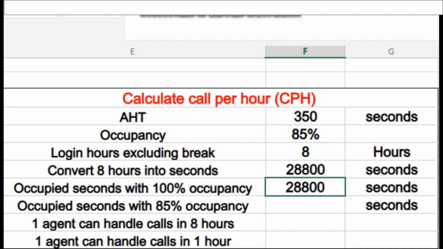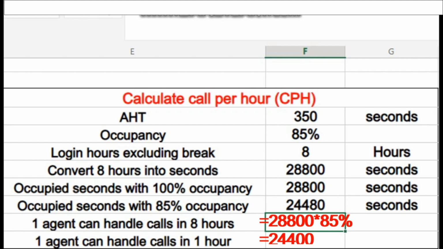This is based on the 100% occupancy, and we cannot expect all the agents to be occupied 100% of the time. There would be some fluctuations in the call coming pattern. So now we have to calculate that on the basis of 85%. With the occupancy of 85%, one agent would be having 24480 seconds in 1 day, excluding the break, excluding any kind of available or idle time. So we are expecting one agent would be occupied with 24480 seconds in 1 day.